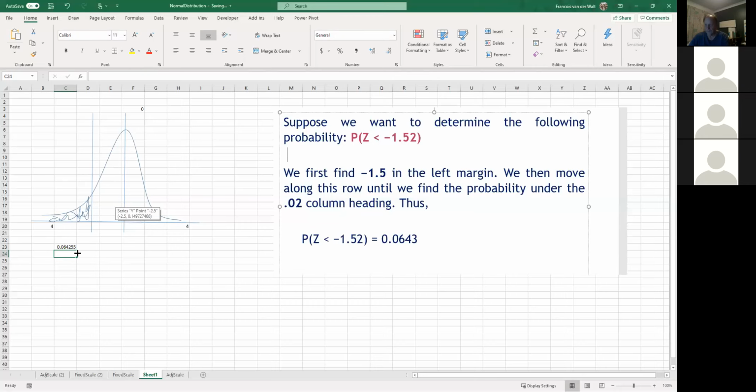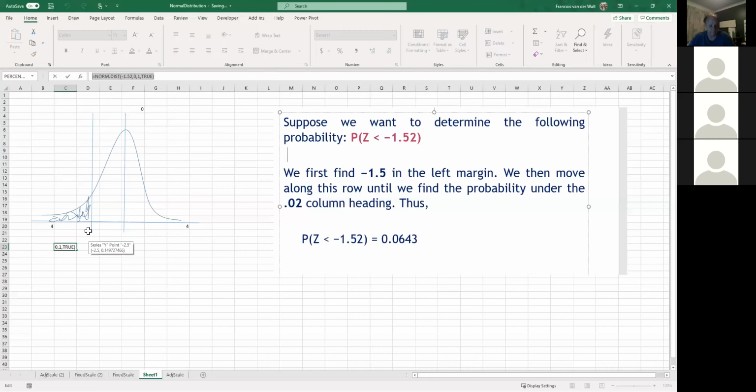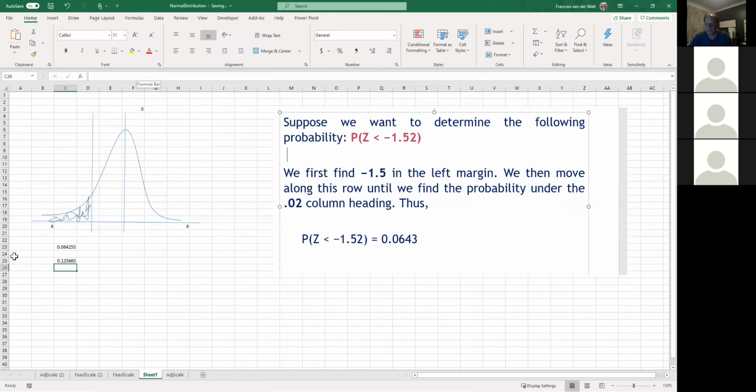Okay, now I have one question. When you're applying the formula for the norm distribution, why do you write true for the cumulative in the last argument? Okay, I'm glad you asked. I'm going to change this to false and let's see what the value is. Now that gives me 0.125.